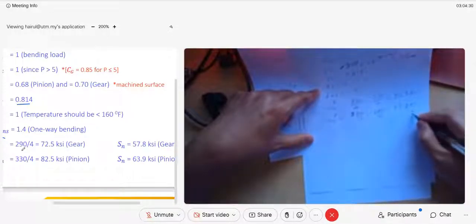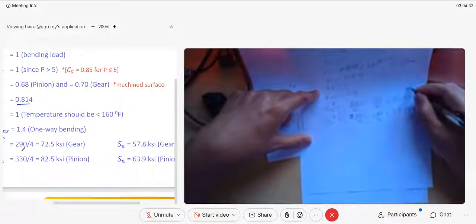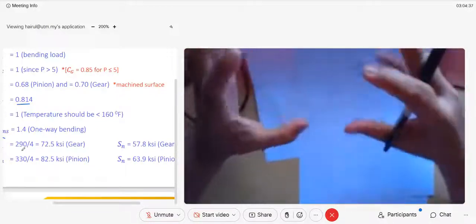Be careful, this one is the gear. You need to bracket it in the question. This one is pinion, so you need to find both. Okay, we can already calculate the SN for pinion and also gear.